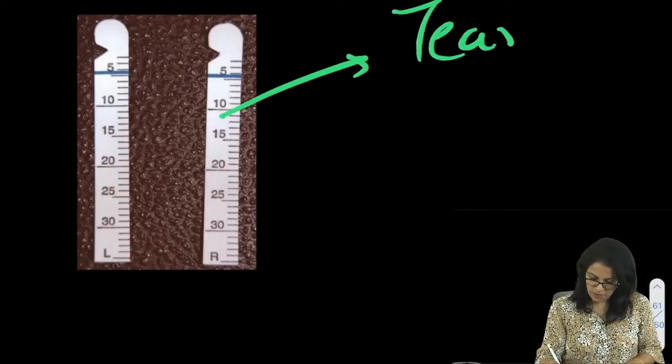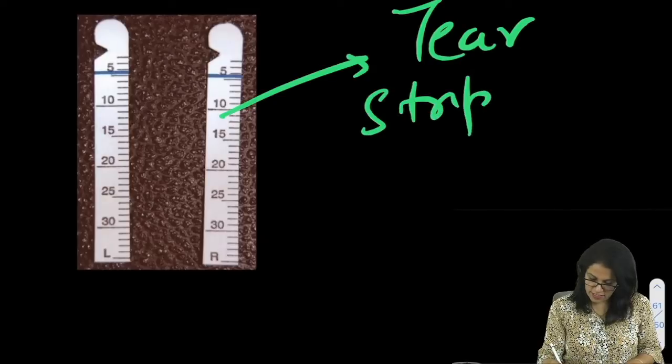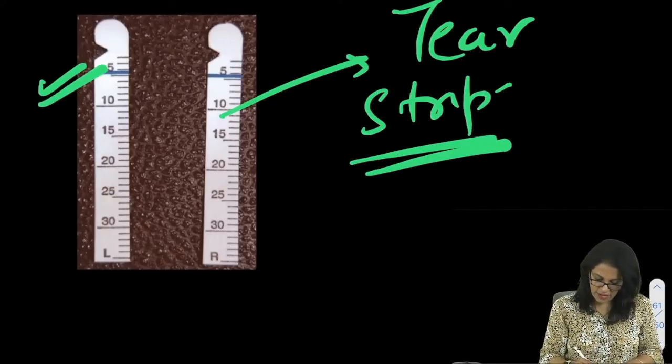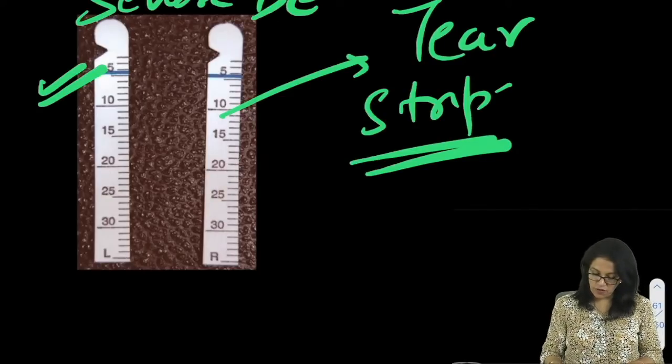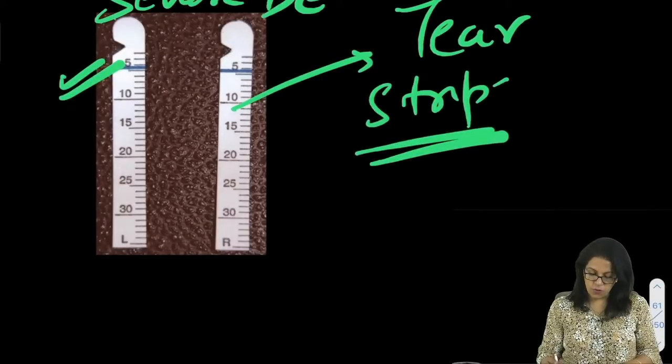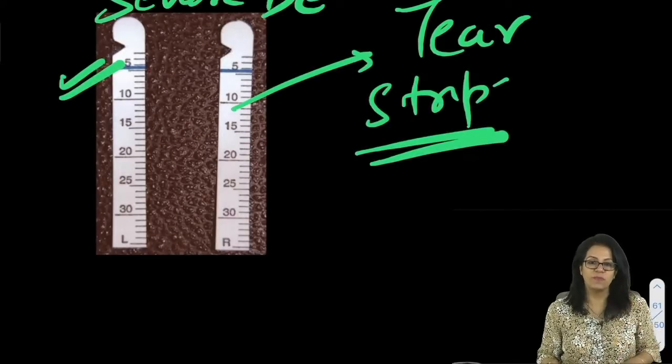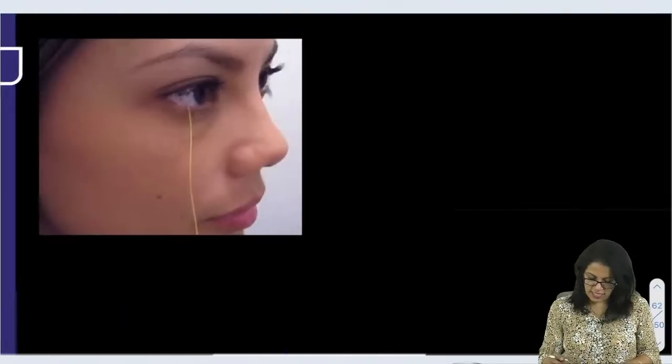Tell me, this is what? We all know this is a tear strip, and what we do here is a Schirmer's test. Anything less than 5 is a severe dry eye. And if you want to do it quickly, you don't want to wait for 5 minutes keeping the strip there, for 15 seconds only you have to keep.